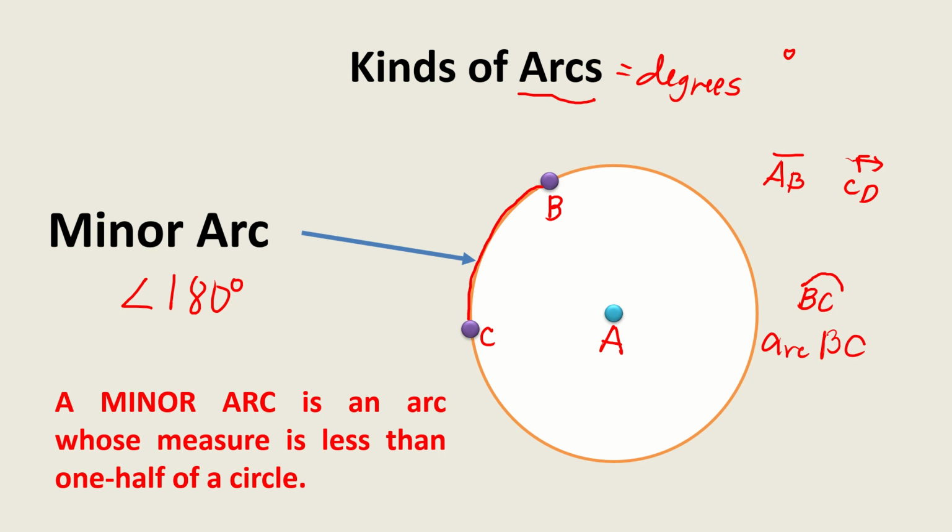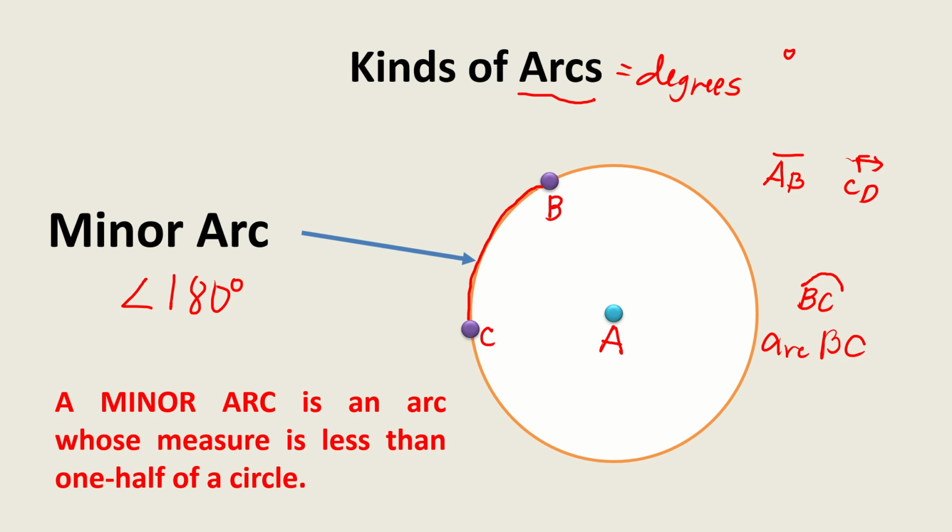B, C. Paliwanag po. Again, a minor arc is an arc whose measure is less than 1/2 of a circle or measures less than 180 degrees. And we are only using two letters po in naming minor arc.